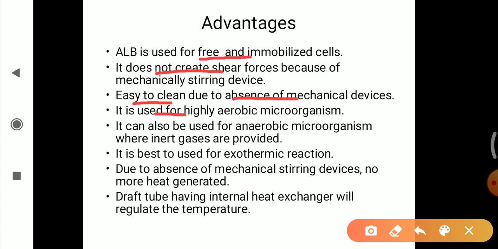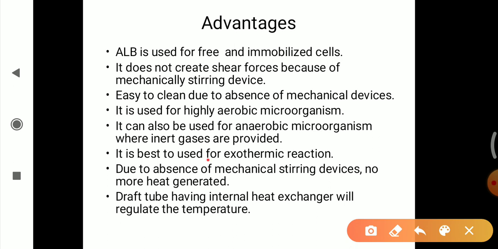It is used for highly aerobic organisms because we are introducing pressurized air from the bottom. It can also be used for anaerobic microorganisms, but in that case inert gases are provided. We have to remember that in the case of anaerobic microorganisms, inert gases are provided.